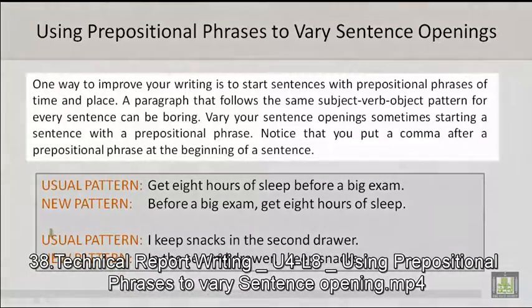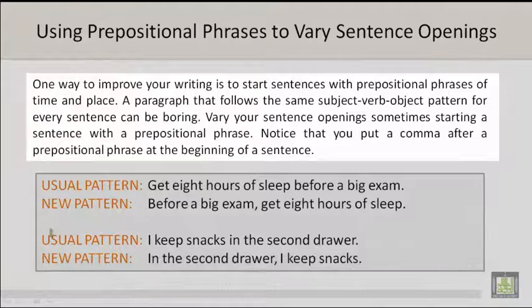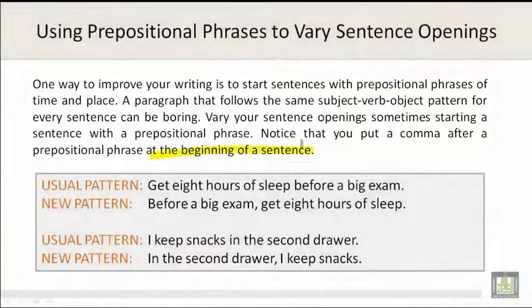One way to improve your writing is to start sentences with prepositional phrases of time and place. A paragraph that follows the same subject-verb-object pattern for every sentence can be boring. Vary your sentence opening sometimes, starting a sentence with a prepositional phrase. Notice that you put a comma after a prepositional phrase at the beginning of a sentence. The usual pattern would be: get 8 hours of sleep before a big exam. The new pattern: before a big exam, comma, get 8 hours of sleep.